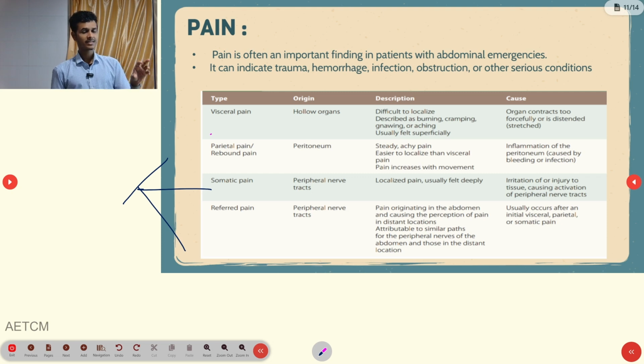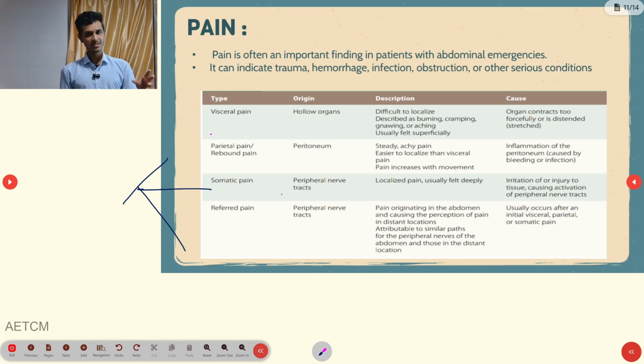Coming to the third pain, the somatic pain. It mainly occurs in the case of any infection or inflammation, or any disturbance in the peripheral nerve tract. Here also the pain is localized, and usually it is felt deeply. So visceral pain is superficial, but somatic pain is deep in nature. Here also we can easily localize where the pain is.